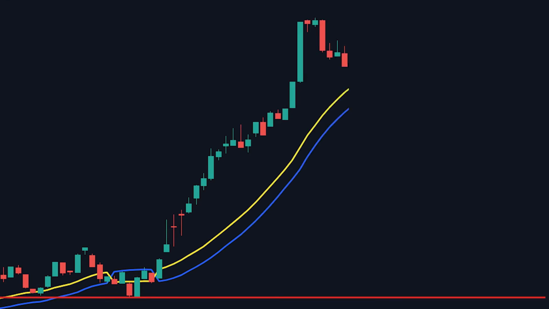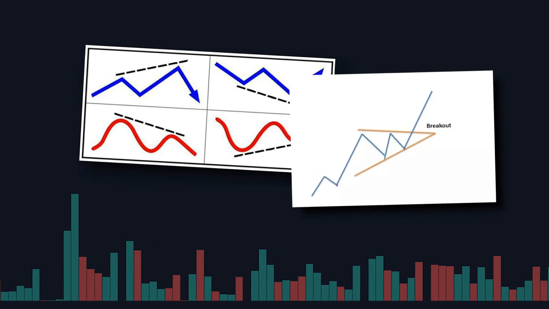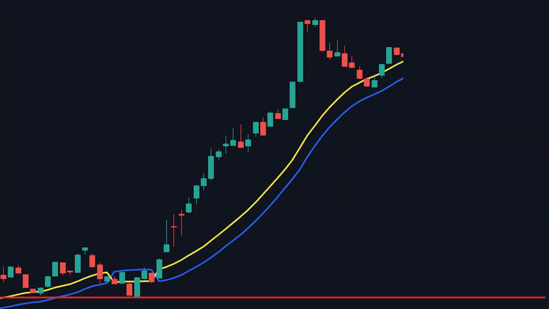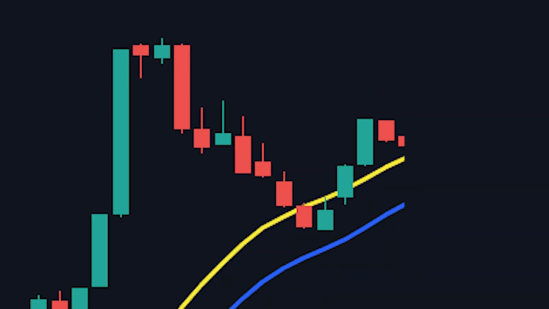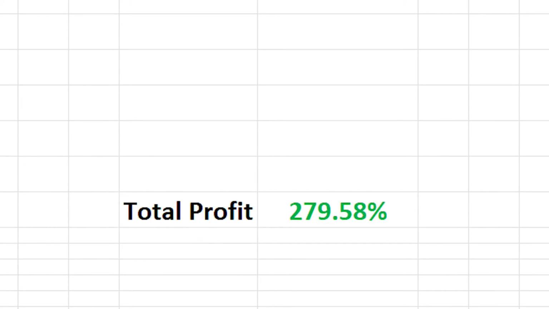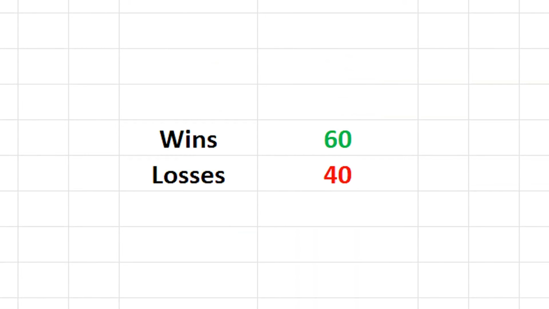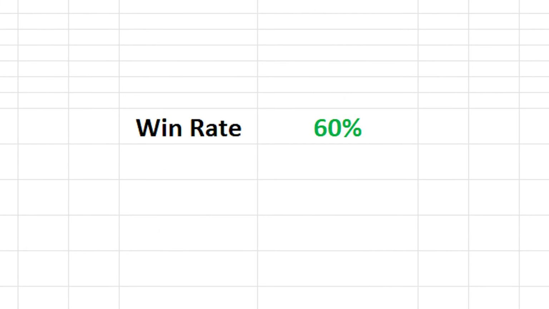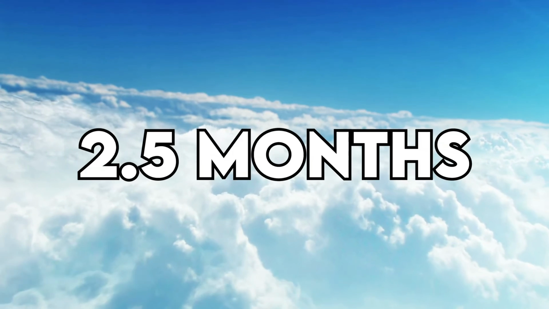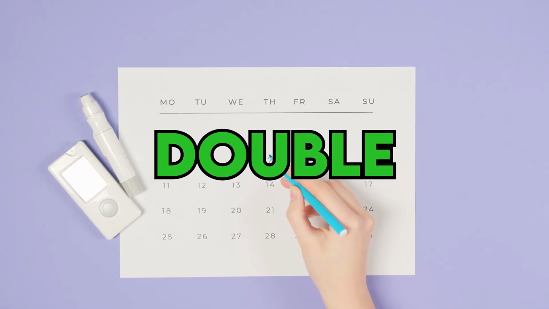As for the results of the strategy, I backtested just the original rules without the extra tips to make the strategy better, so these results are just with the basic rules. Out of 100 trades, the strategy profited 279.58%, having 60 wins and 40 losses, giving a total win rate of 60%. The strategy also took 2.5 months to enter 100 trades, which means theoretically you would have doubled your account size within 30 days.